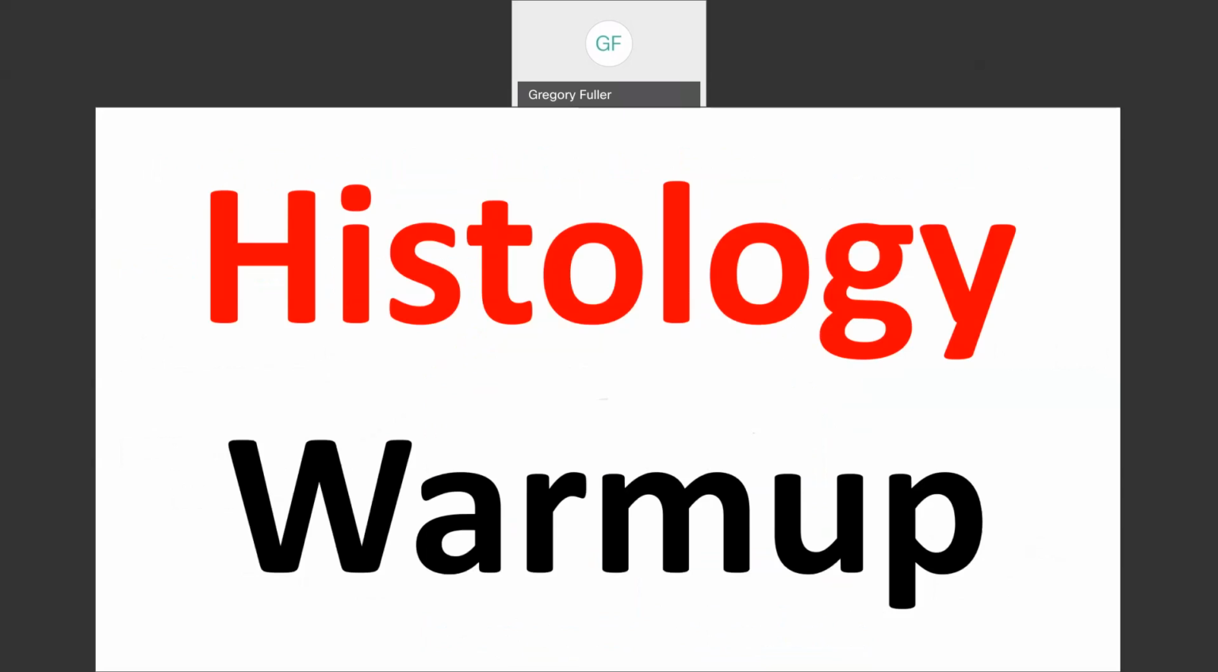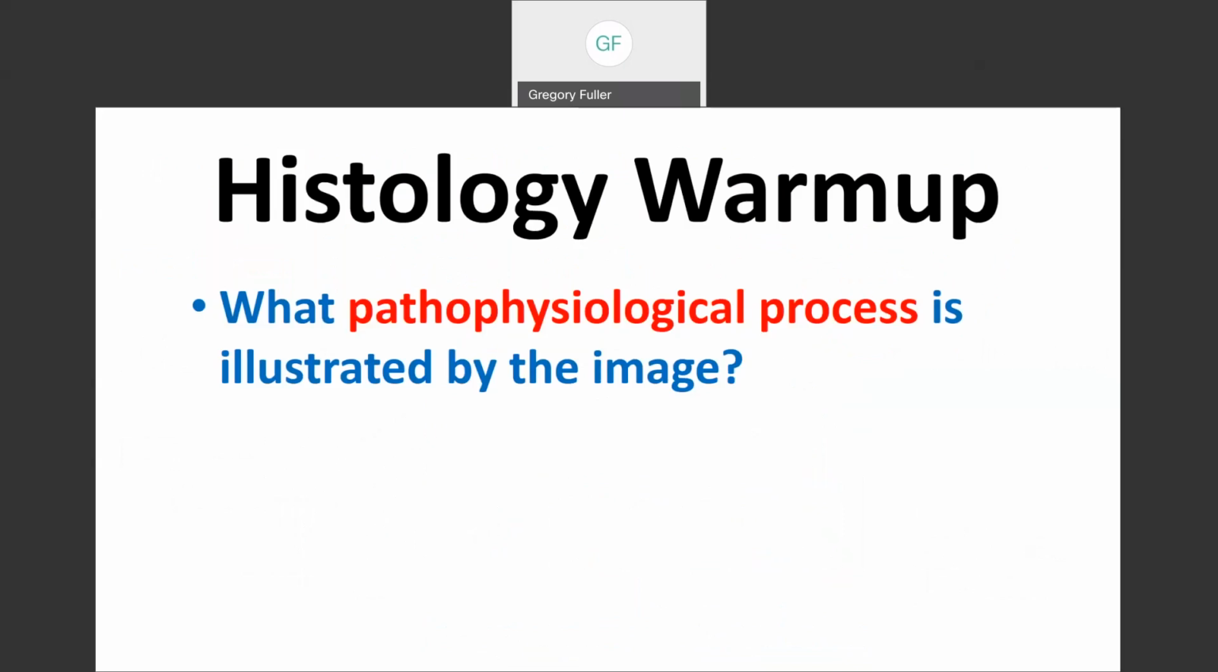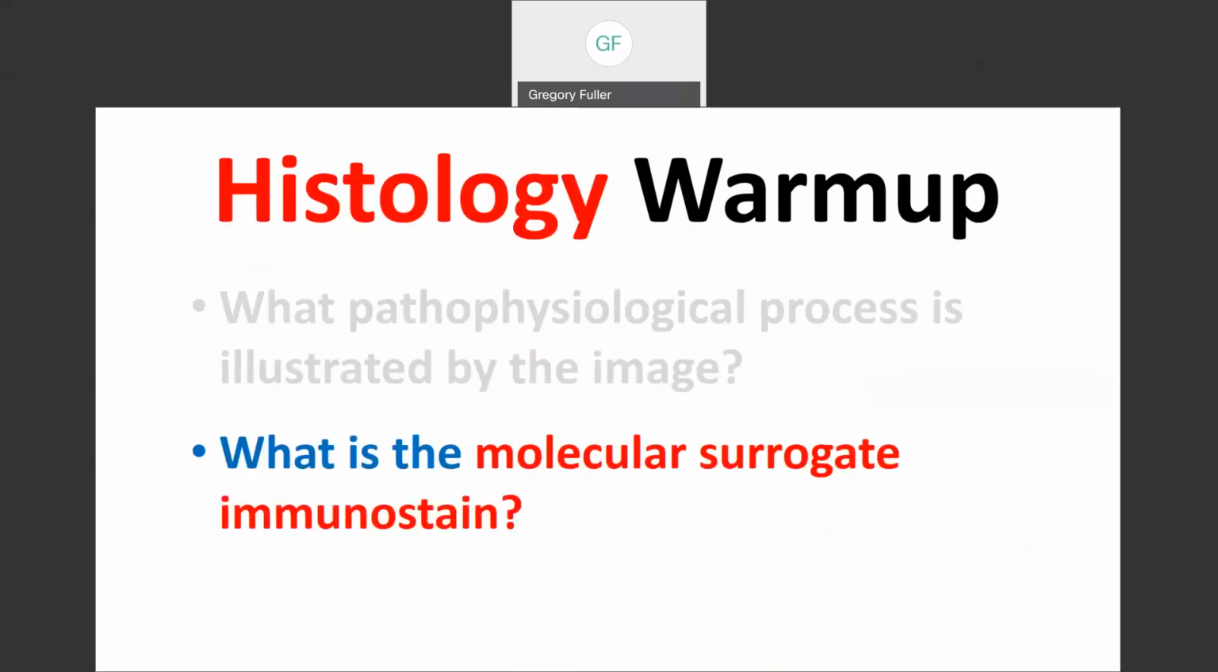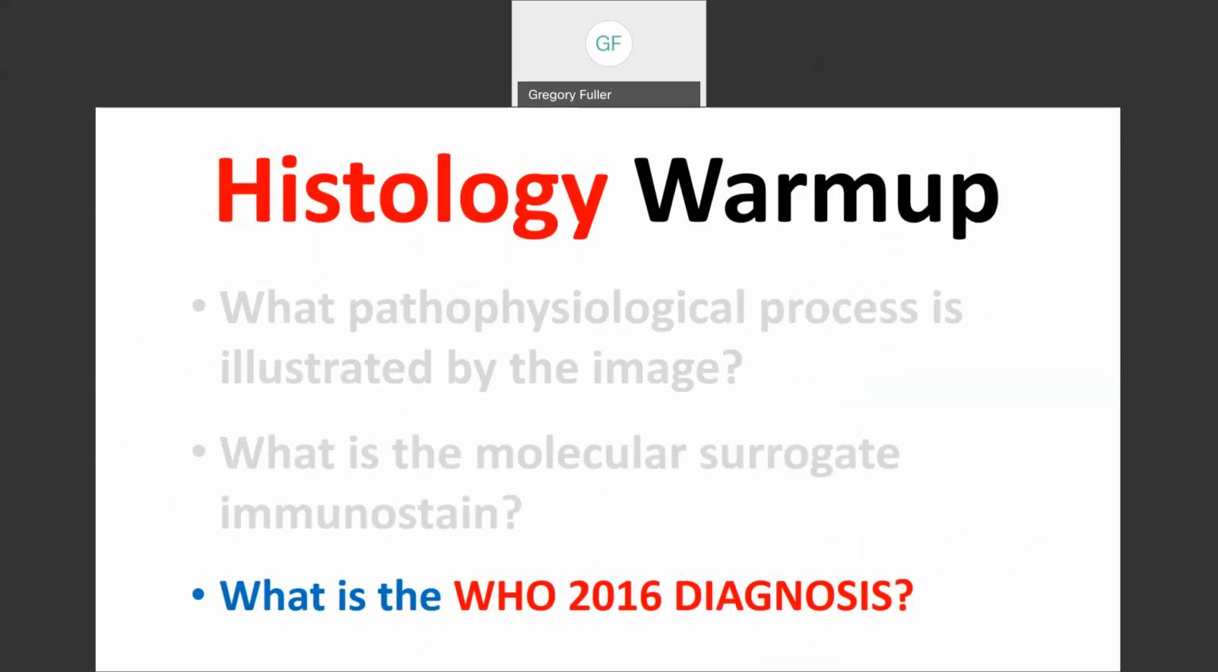That was a genomic warm up. Let's do a histology warm up. I'm going to ask you three questions for this warm up. The first is, what is the pathophysiological process that's illustrated by the image I'm going to show you? The second question, what is the molecular surrogate immunostain that I'm going to show you? And the final question, of course, where we hope to end up, what's the WHO 2016 diagnosis? Okay, everybody ready?